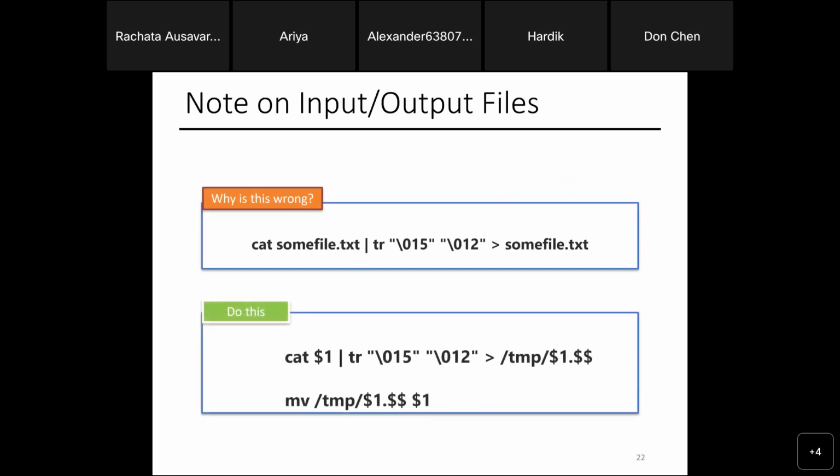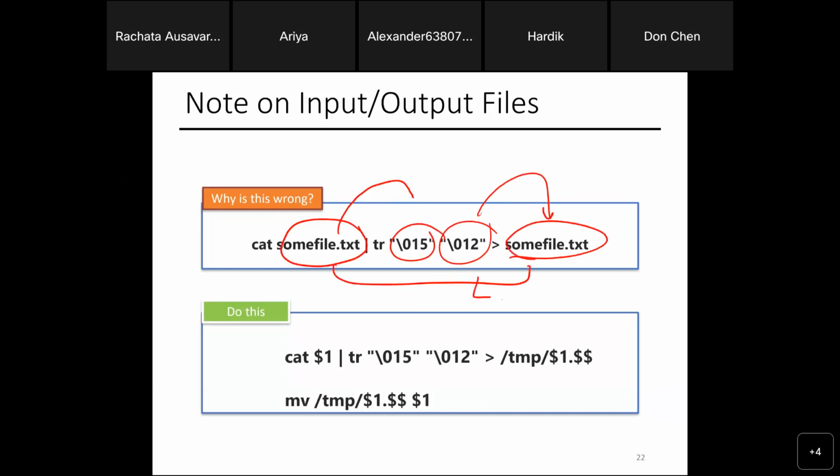Some quick notes about translate. If I want to do a translate, for example, here 015 to 012, and I put the result into some file, I cat that file. This is the same file. Notice how it's the same file.